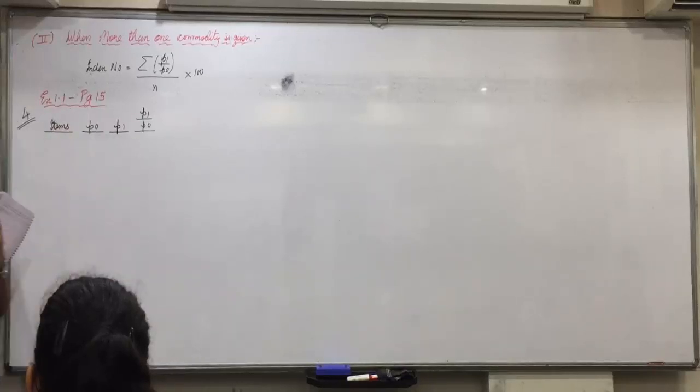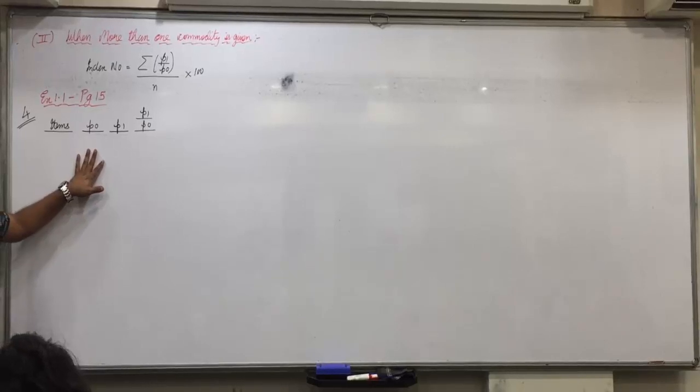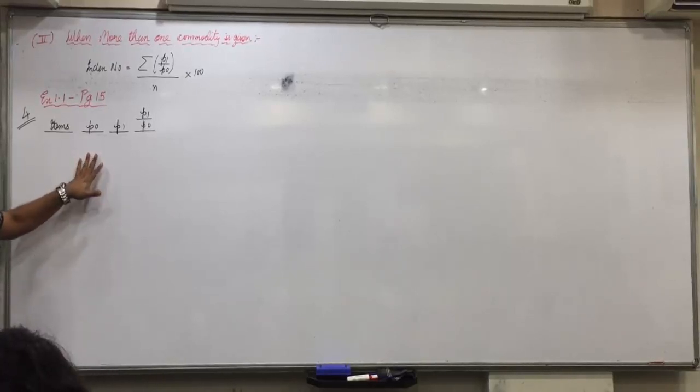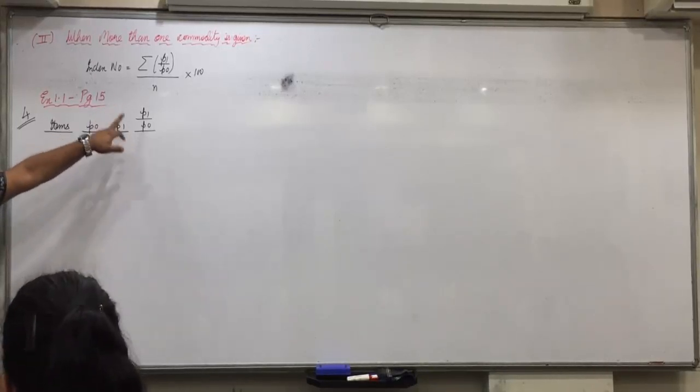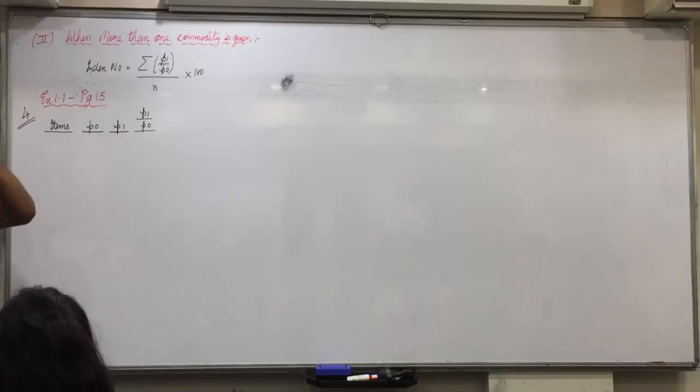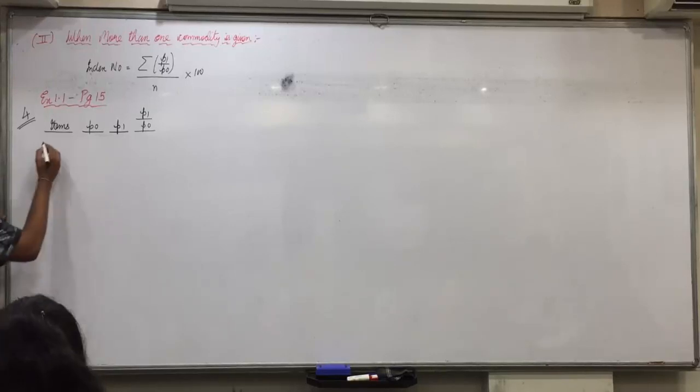4 columns. Okay, items are given. Price of 2012, 2012 is the base year, so P0. 2014 is the current year, so P1. And then as per this formula, we need only P1 upon P0. Any confusion in this? No. Note it down and no need to leave one line here.